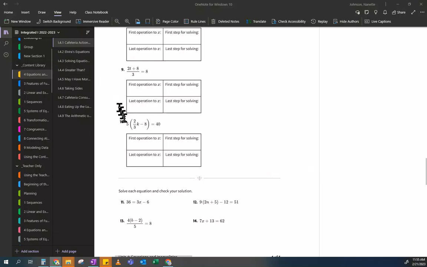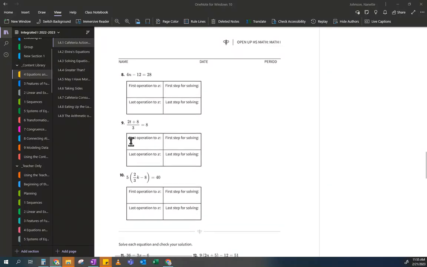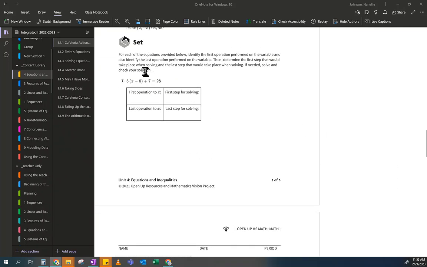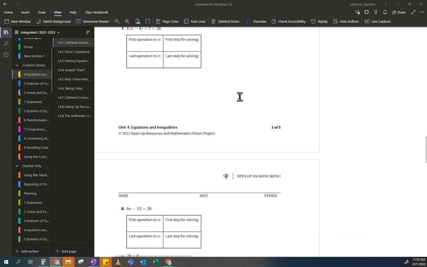So we are in 4.1, number 10 for RSG. And the question is asking us to, I can't scroll. It says for each of the equations below, identify the first operation performed on the variable and also identify the last operation of the variable. Then determine the first step that would take place when solving and the last step that would take place solving. If needed, solve and check your solution.